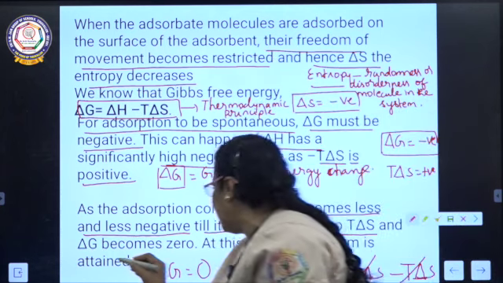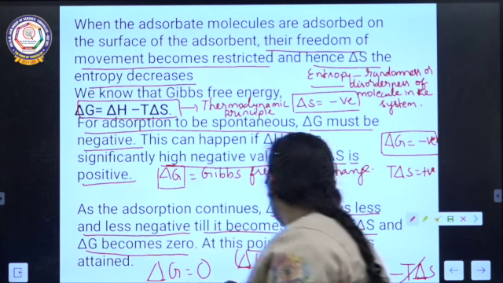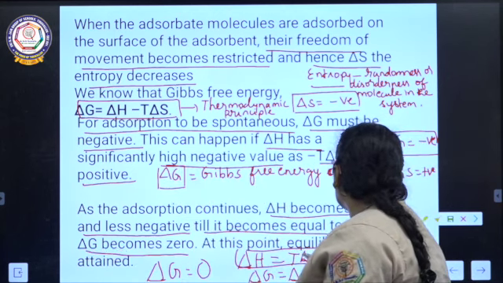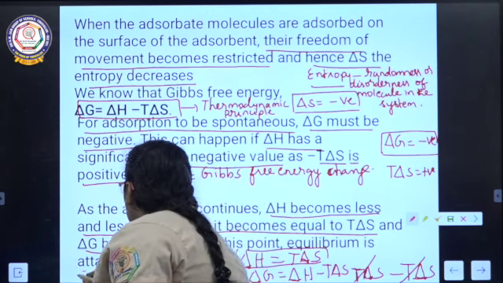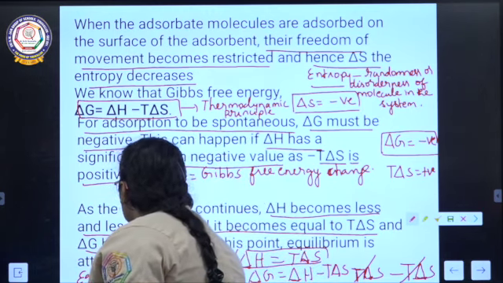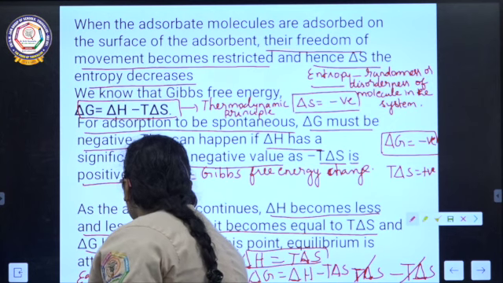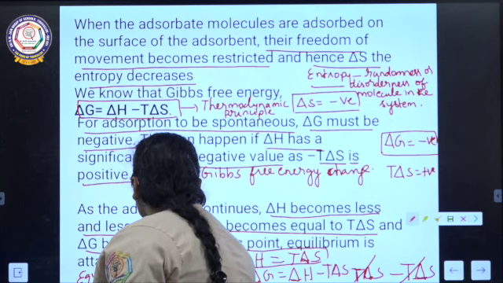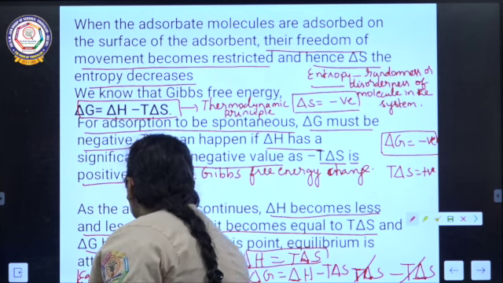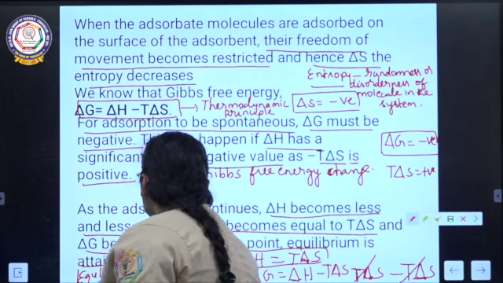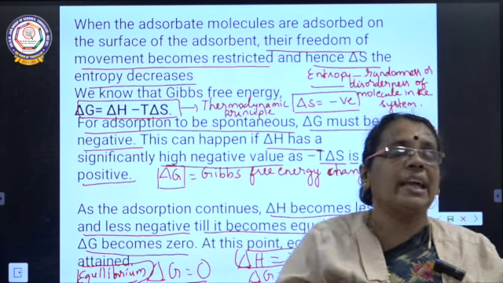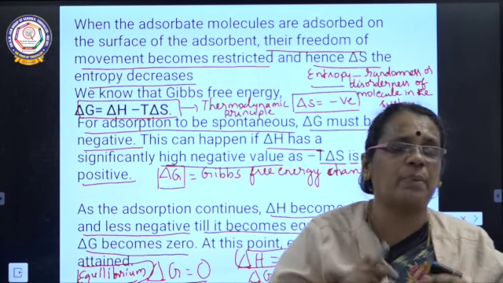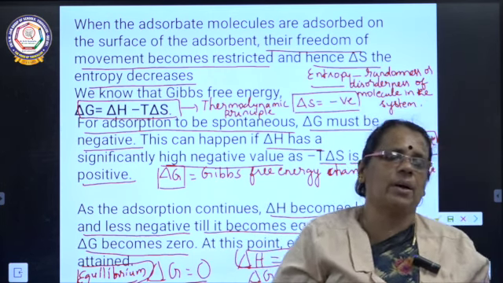When delta G becomes 0, what can we say? Equilibrium is attained. So when delta G becomes equal to 0, equilibrium is attained. So I have explained about the heat of adsorption here.